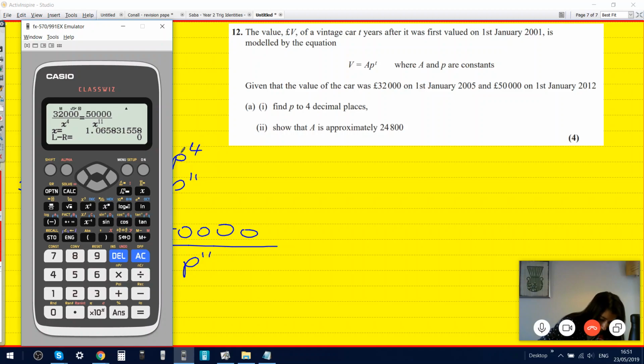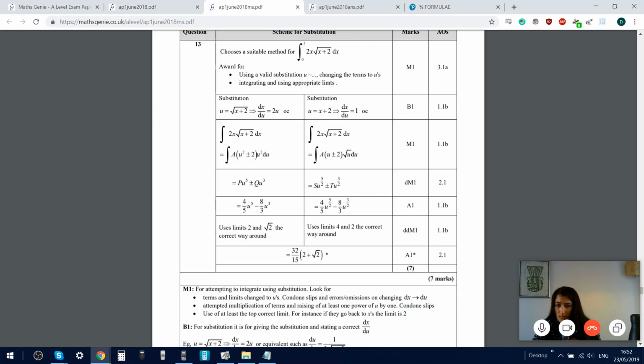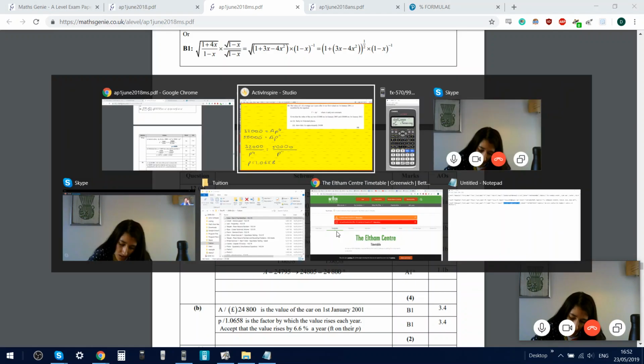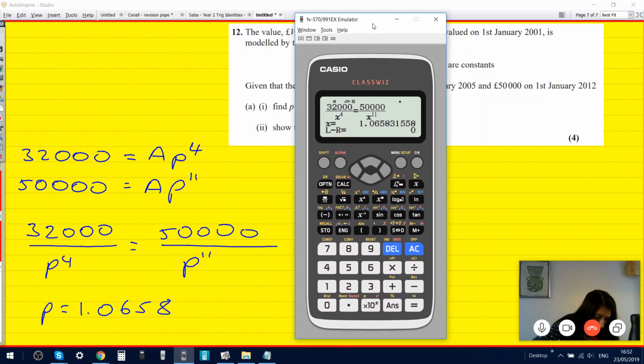So 1.0658. Did you get anything like that? No, I got P equals 4.0541. I'm sure you're right. 1.0658. Rock and roll. Hang on. Solver. 11 minus 4 is 7. Hang on, let me do some logs. I feel like I should do logs. Just put it in the calculator and let the calculator solve it. No, I can't use the calculator all the time.